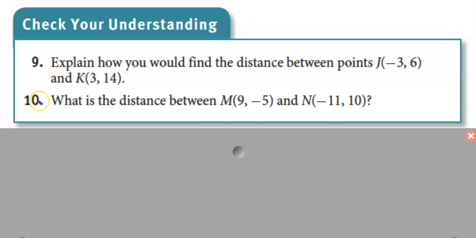So if you can try 9 and 10 on a separate sheet of paper, 9 wants you to explain how you would find the distance, so don't actually find the distance, just explain how you would do it. And then number 10 actually wants you to find the distance between those 2 points. Okay? All right, so try 9 and 10, press pause, and we'll go over the answers.